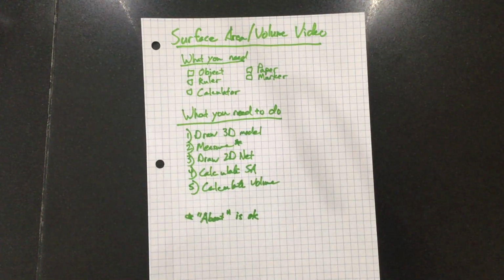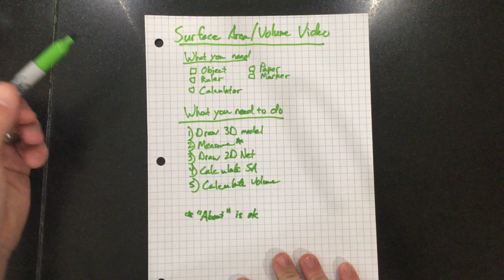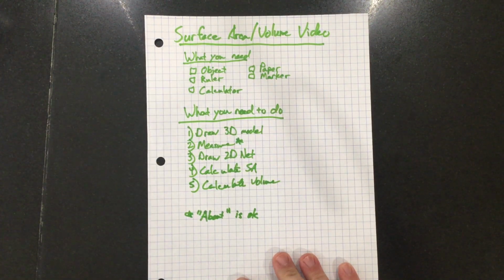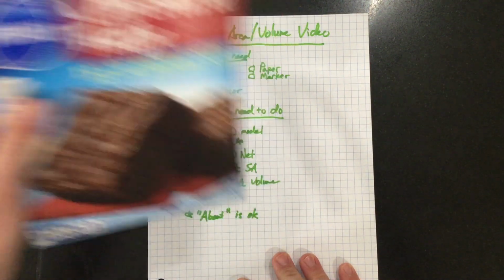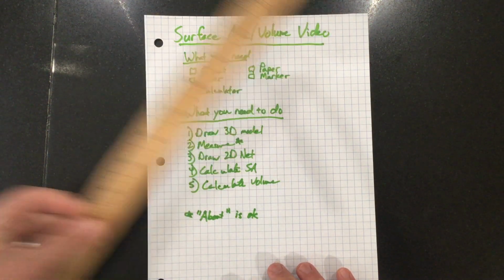Hello there. I want to make a little tutorial video about what I want you guys to do for your surface area and volume video. So you're going to need the following things. You're going to need an object to measure. For me, I'm going to use a brownie box. Then you're also going to need a ruler so you can measure it.